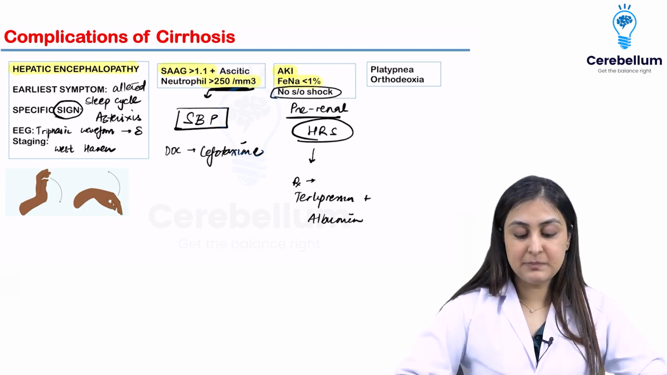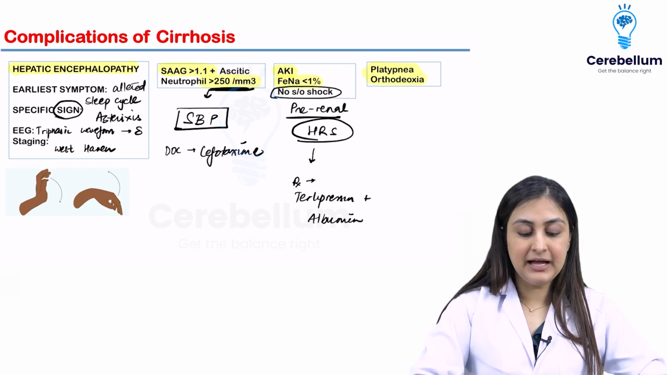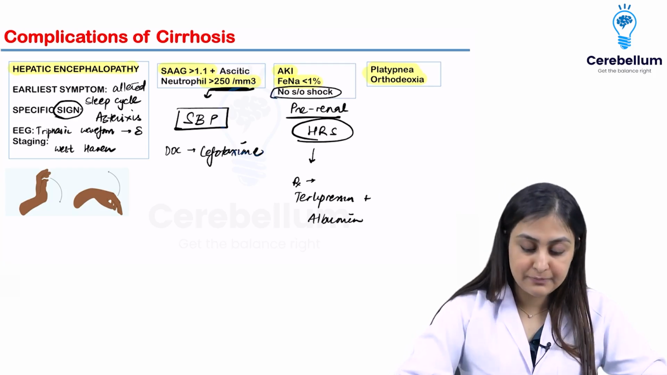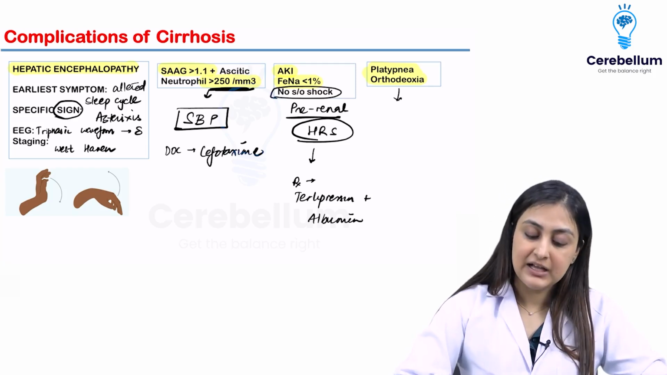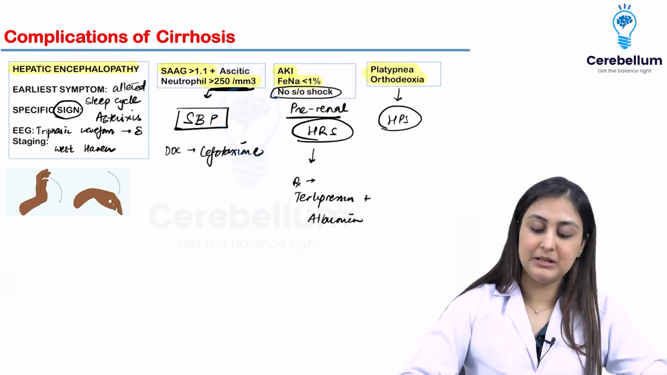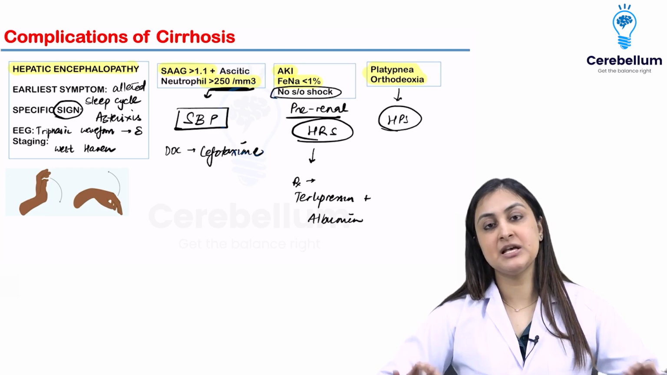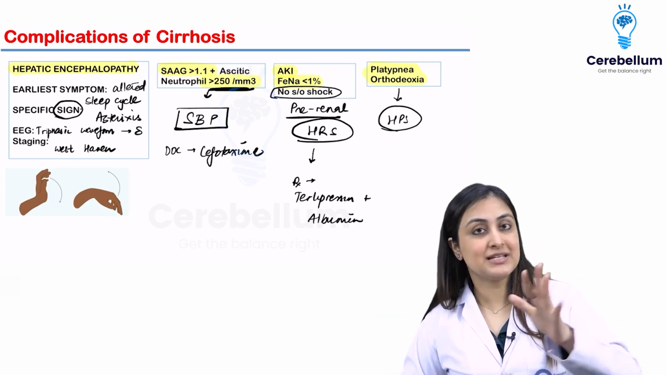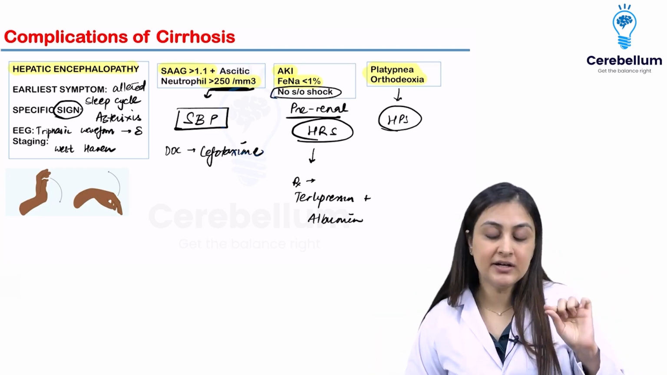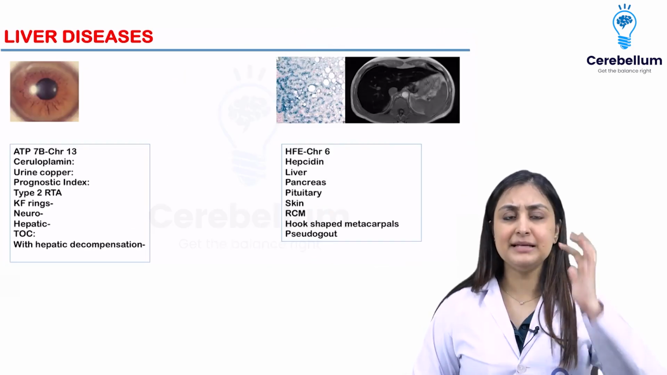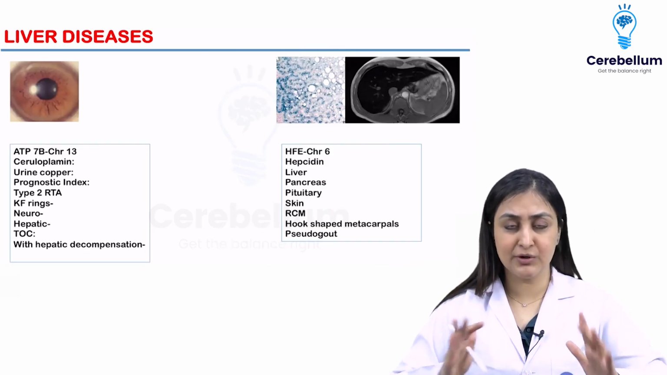If they give you this typical history of platypnea and orthodeoxia, position-specific dyspnea, here you want to think of hepatopulmonary syndrome. So these are your buzzwords for complications of cirrhosis, each one of these being an independent question. Two diseases finally, metabolic diseases. I've also talked about them here and there.